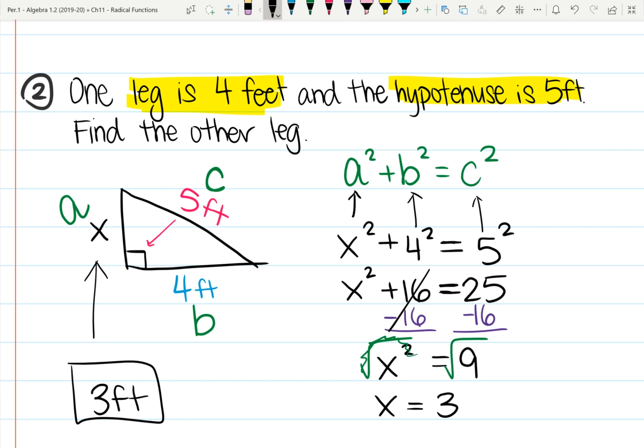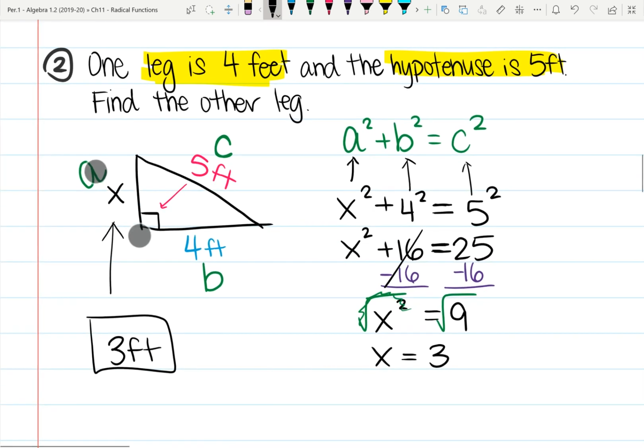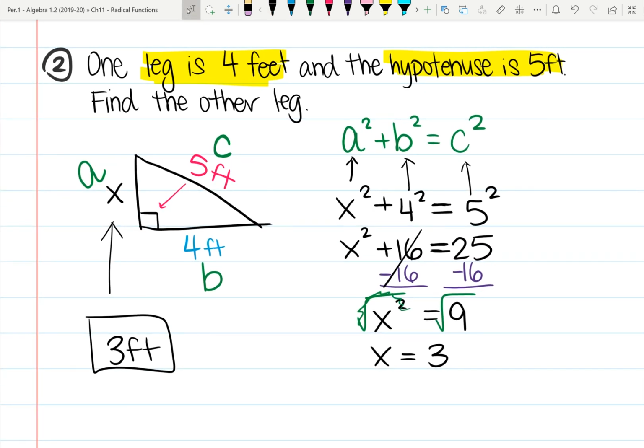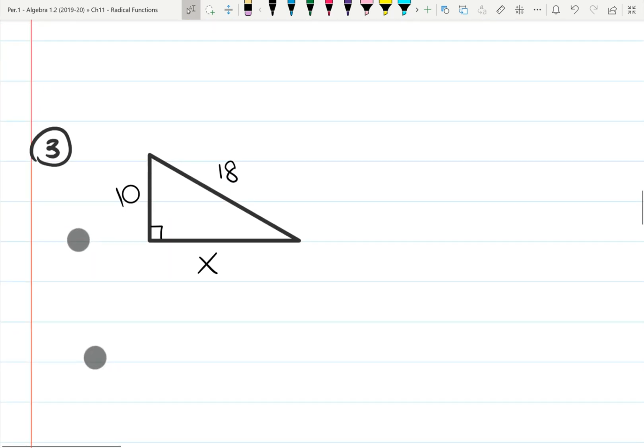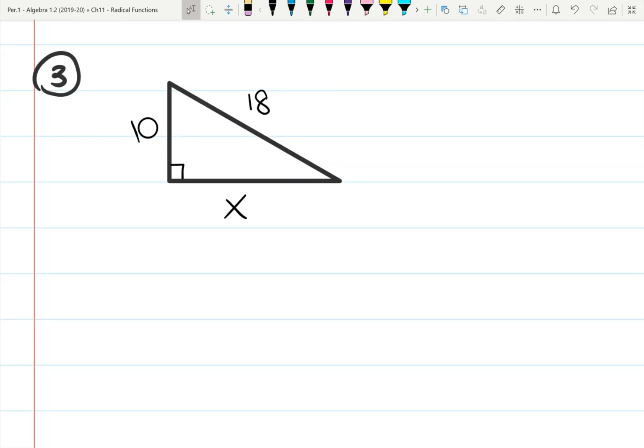All right, so square and square root, they cancel each other out. So that's what we're doing. We're solving some radicals here. Next question is another picture. I'll give you guys a moment to take a look at this picture.